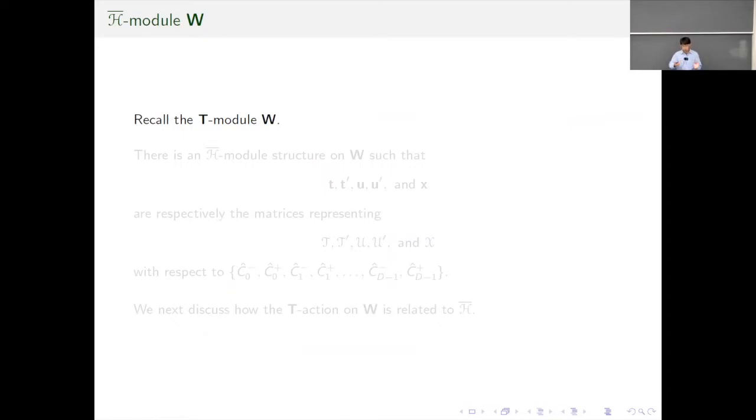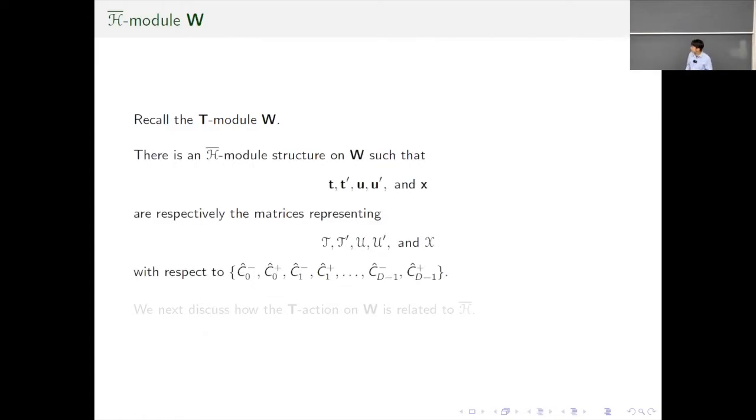We endow this module, the H bar module, into the W as follows. T prime, U prime, and X, matrix representation of T prime, U prime, and X with respect to the basis Ci plus minus hat. So now we have the H bar module on W. In this module, we now discuss how our T action on W is related to this nil-DAHA case.